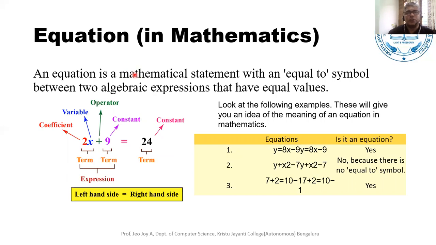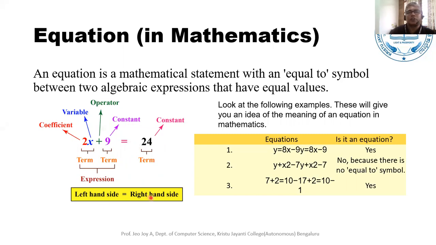Once you say about equation in mathematics, equation is considered as an algebraic expression which has got an equal to symbol in it. So the example given here, the expression is like 2x plus 9 is equal to 24, where 9 and 24 are nothing but integer constants. X is the variable there and 2 is the coefficient of the variable x. And there are different terms in this equation. The first term is 2x, second term is 9, third term is 24. So here we have the equal to sign embedded in this algebraic expression. Hence, we say it is an equation.